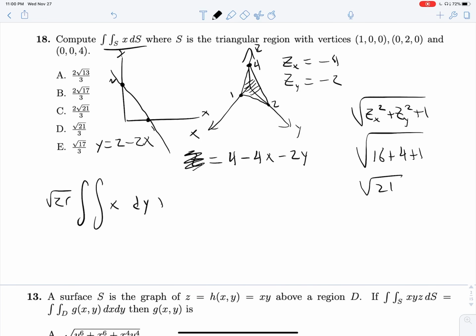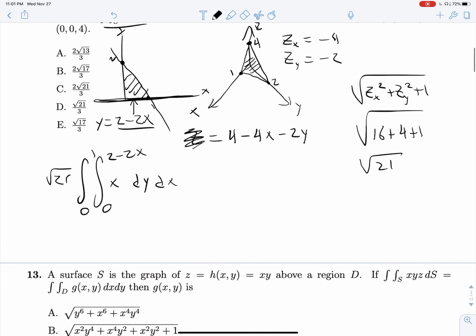And so we can go dy dx, and we see that if we want this region here, the line that defines the lower boundary of this region is just y equals 0, and the line that defines our upper boundary, well, we already found that, that's just 2 minus 2x. And then in terms of x, we just want our extrema, so that's from 0 to 1.